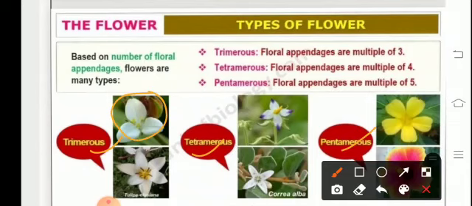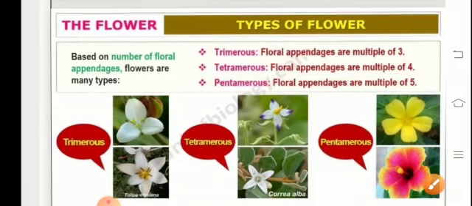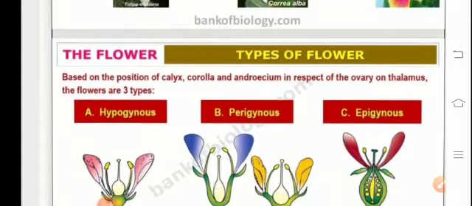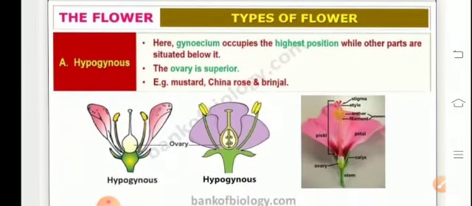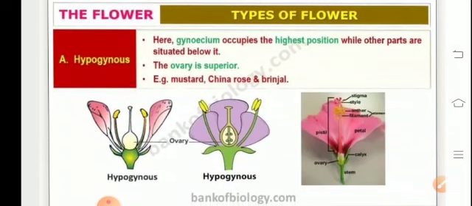The tetramerous flowers belong to Cruciferaceae, that is mustard or Coriaea alba, that is Brassicaceae family. Tetramerous means the floral appendages are in multiples of 4. Pentamerous floral appendages are in 5 or multiples of 5. Example, the members of Solanaceae family, that is the potato family, which includes Solanum tuberosum, Solanum nigrum, Solanum melongena, brinjal. So they are all included in it.